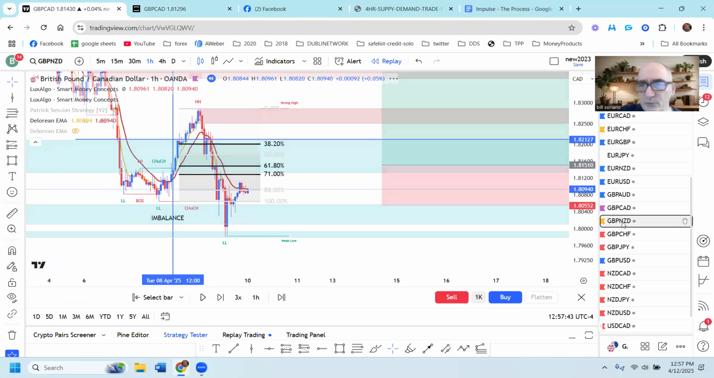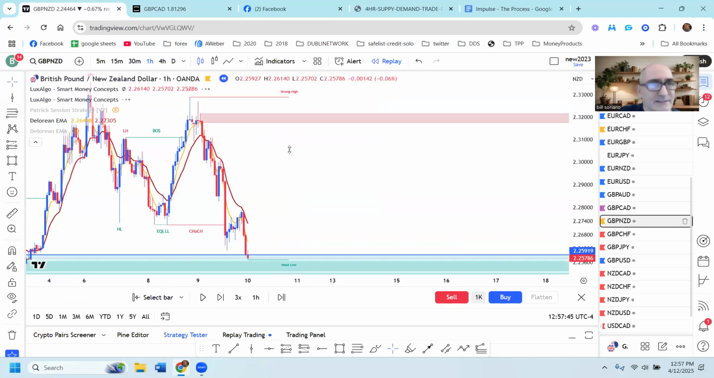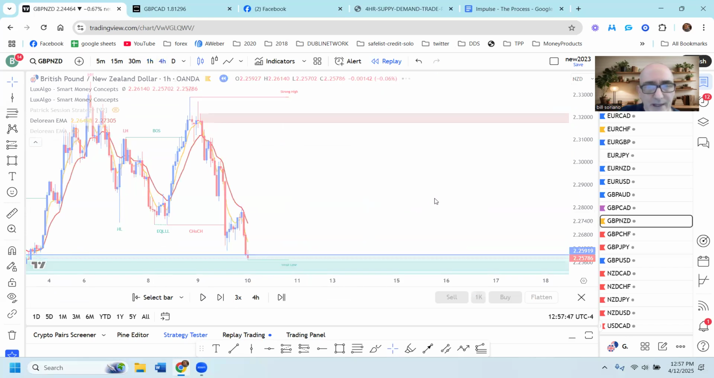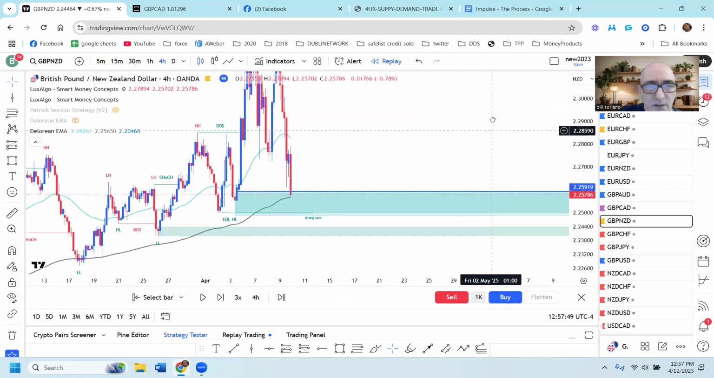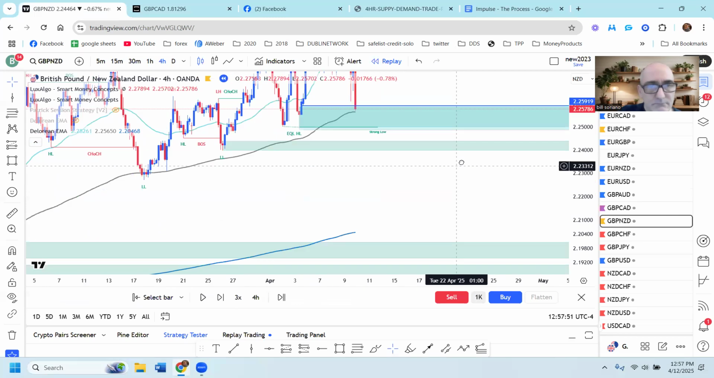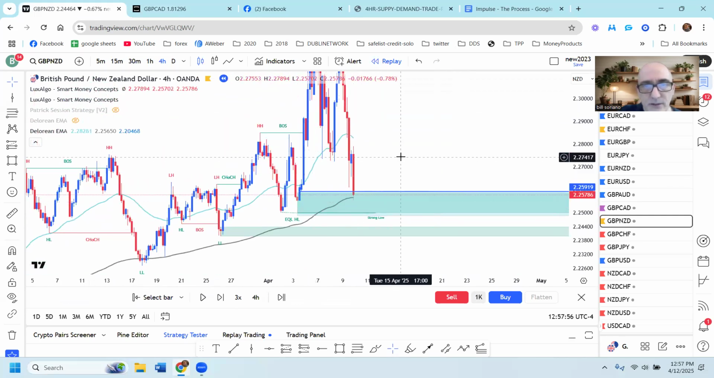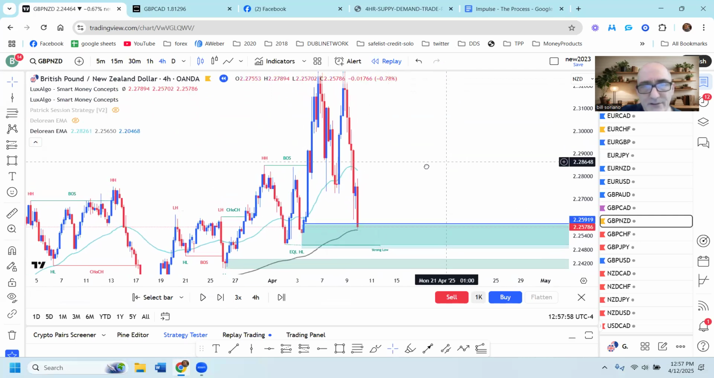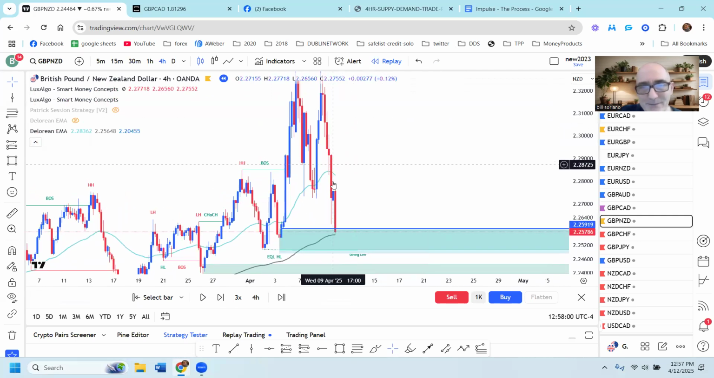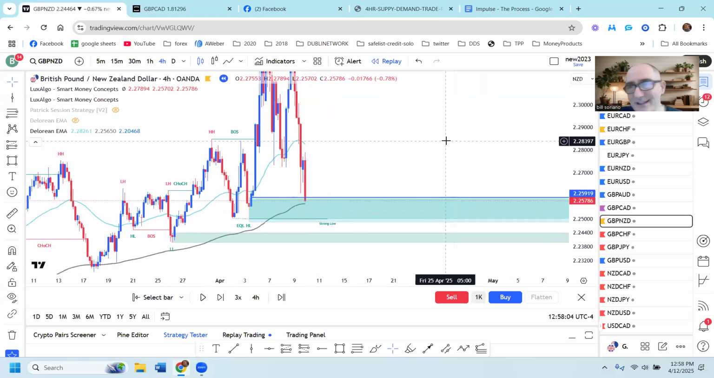Now, another pair that moved into the zone was GBP NZD. Again, if we look at the 4-hour time frame, we see what price is. You can see it's bullish. Price is way above the 800, the 50 is above the 200. This is our zone right here. Don't like these big impulsive candles coming down into that zone. That kind of makes you think, hey, the trend's probably going to change.